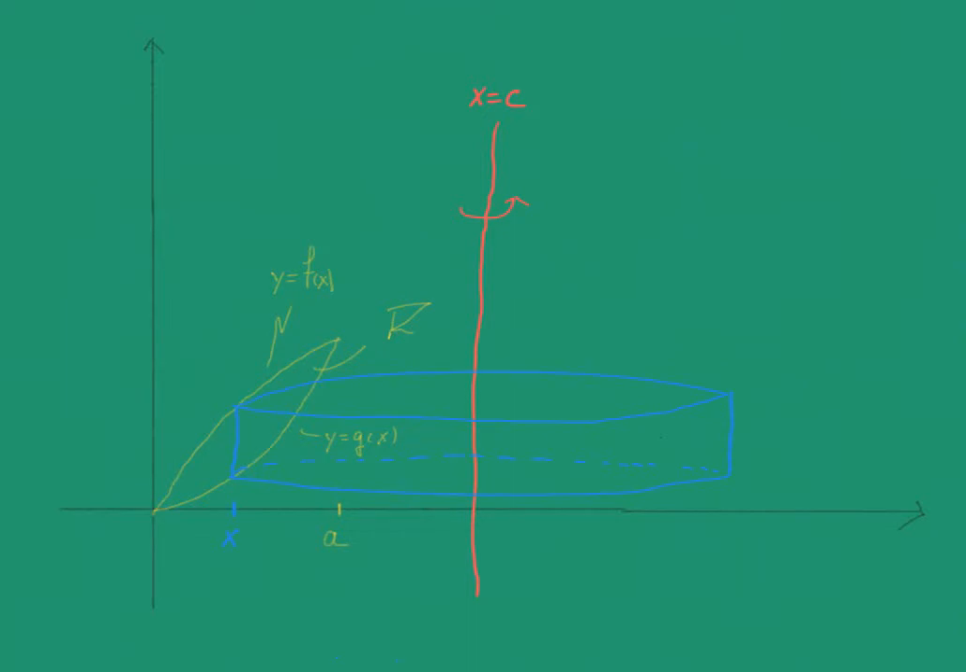Okay, so if we rotate the vertical line segment at x in R about the vertical line x equal to c, what do we get? Well, we get a cylindrical shell shape. So in this case, we should use the method of cylindrical shells. Let me write that down.